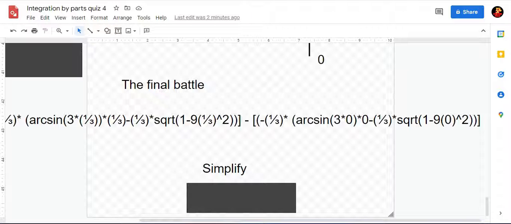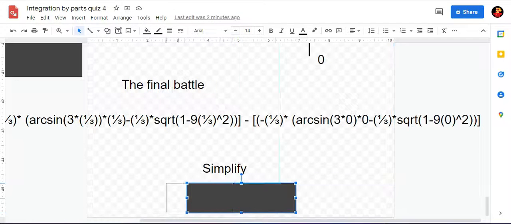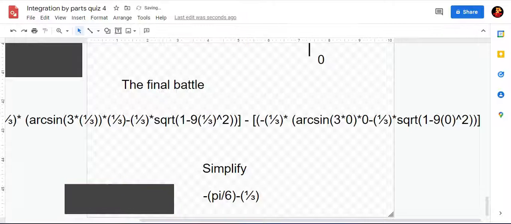And after the dust settles and the fighting is all done, we use some simple simplification to just clean up the streets a bit, dust away all the debris, and we get the final answer. That is -pi/6 minus 1/3. That's it. That's it, baby. Yeah! I had way too much fun with this.